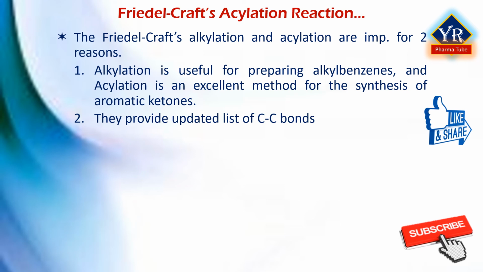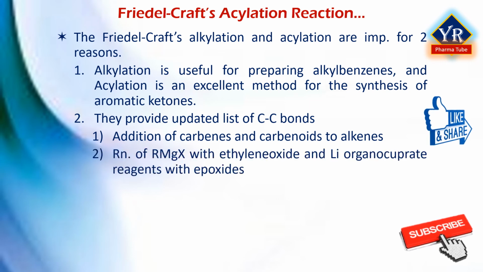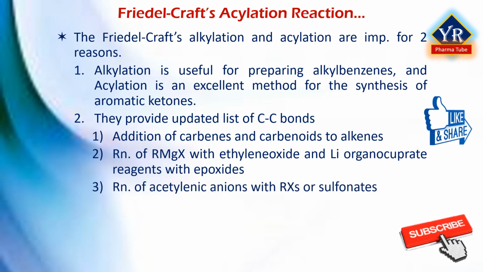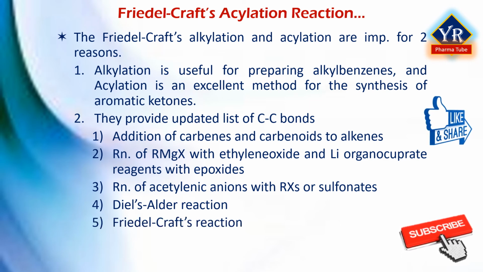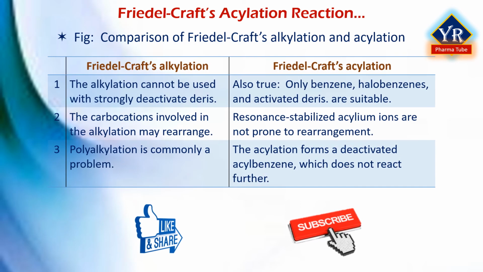Here is an updated list of carbon-carbon bond forming reactions. Number 1. Addition of carbenes and carbenoids to alkenes. Number 2. Reaction of Grignard reagents with ethylene oxide and lithium organocuprate reagents with epoxides. Number 3. Reaction of acetylenic anions with alkyl halides or sulfonates. Number 4. Diels-Alder reaction. And number 5. Friedel-Crafts reaction. This table summarizes the differences between Friedel-Crafts alkylation and acylation reactions.